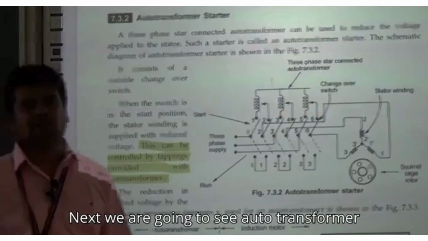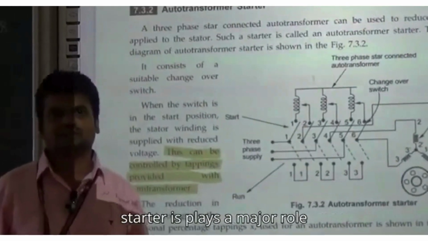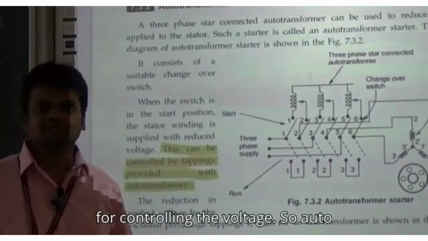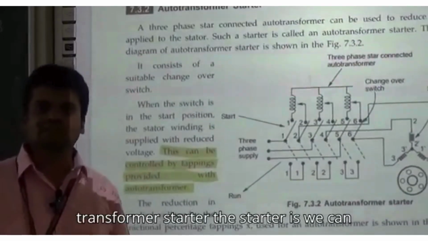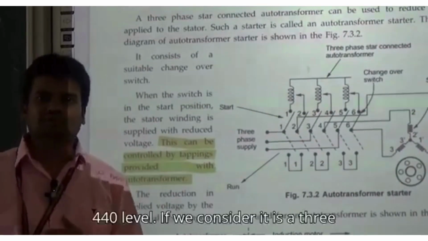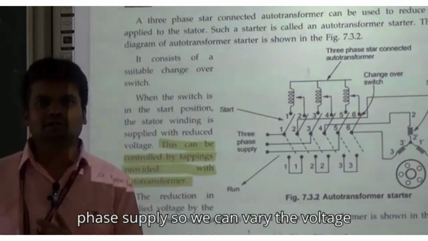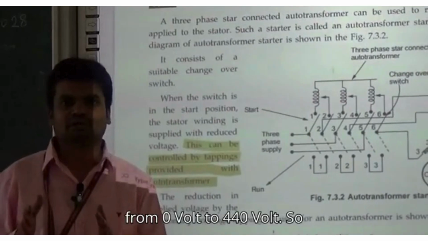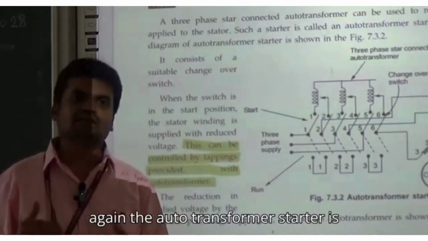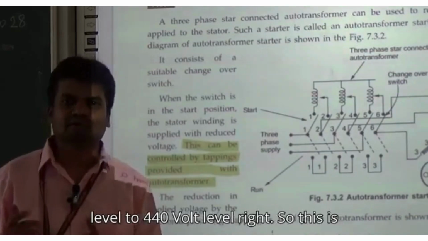Next, we are going to see auto transformer starters. Here, the auto transformer starter plays a major role in controlling the voltage. With the auto transformer starter, we can vary the voltage from 0 level to 440 level. If we consider a 3-phase supply, we can vary the voltage from 0 volt to 440 volt. So for the 3-phase induction motor, again the auto transformer starter is used to control the voltage from 0 to 440 volt level, right?